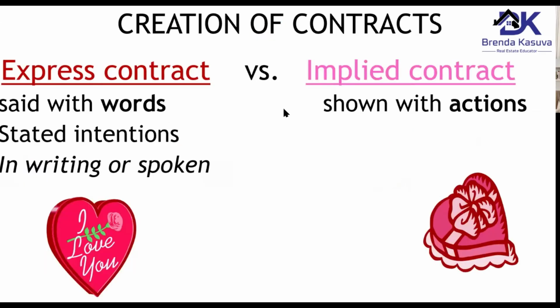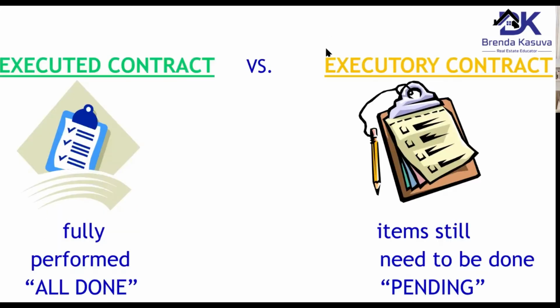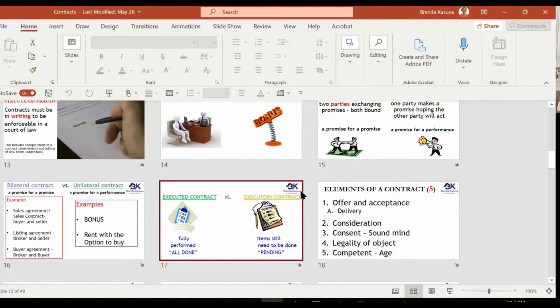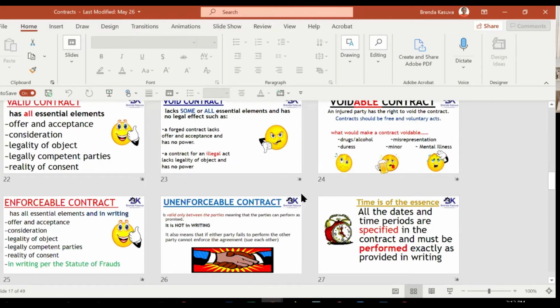So you have express contract, which is anything that's spoken, whether it's in writing or in words, and then implied is actions. Okay. And then what's the definition of an executory contract? All of the elements, but it hasn't been completed. Good. Executed would be the one that's completed. It's done. So executory is what we have when it's pending, and executed is what we have at settlement. Okay, good.